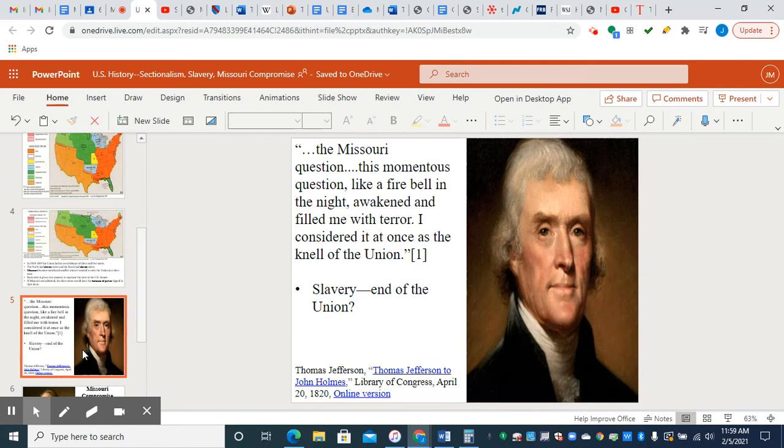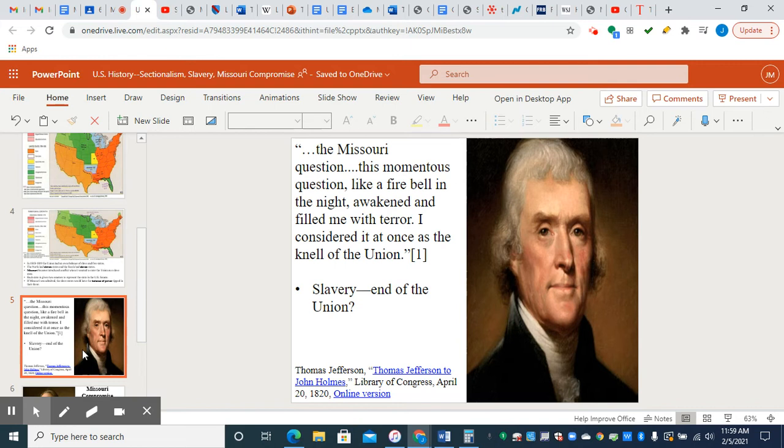But he said it awakened and filled me with terror. But he said, no, it's not the bell. It scared me like a fire bell. But he goes, no, I think that the bell ringing, metaphorically, is actually a funeral bell. I think it's a bell that would ring when someone has died.